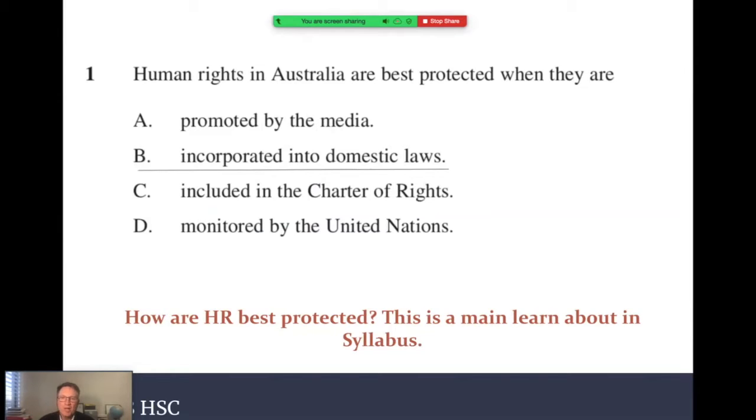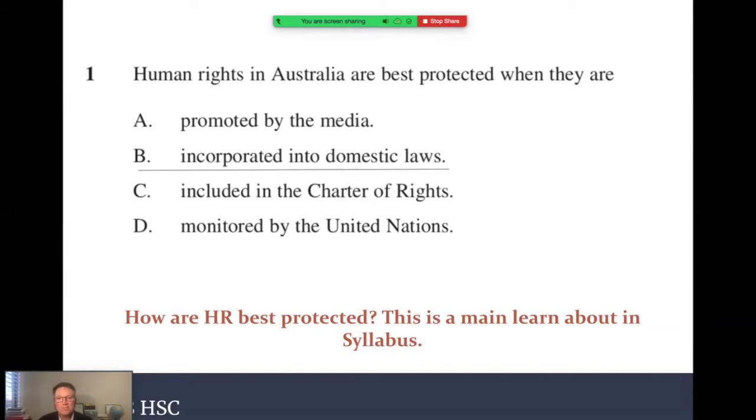Human rights in Australia are best protected when they are... So we need to complete the sentence. This is asking, how are human rights best protected? First, understand the question. This is a learn about question from the syllabus. In the syllabus, learn about actually taught us to talk about how human rights are best protected. And the best way to protect human rights in Australia is by establishing Australian laws, and those Australian laws will be enforced and therefore give us our human rights.